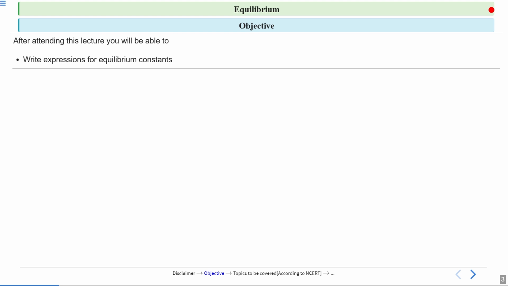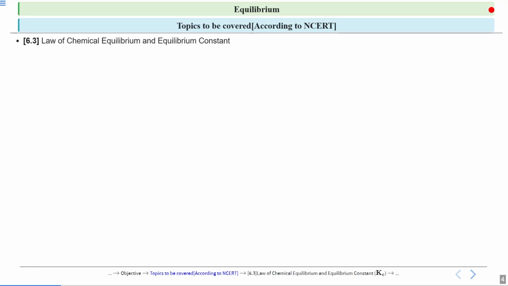We will see the derivation also, how we derive it and how we apply it on the given equation. If I talk specifically about the NCERT section, I have told you we are going to cover 6.3, which is law of chemical equilibrium and equilibrium constant. After that we will do some questions of the NCERT, which are 6.1 and 6.4. Then I have put up a practice problem for you. We will try to solve the problem with the help of this 6.3 section.